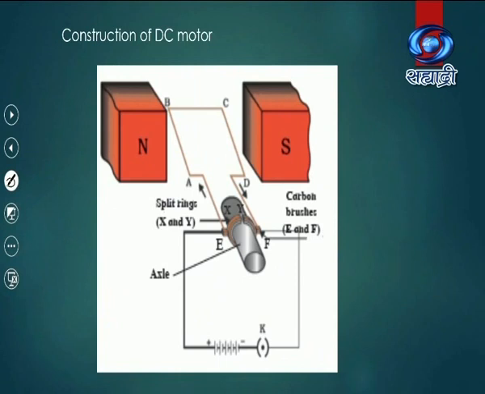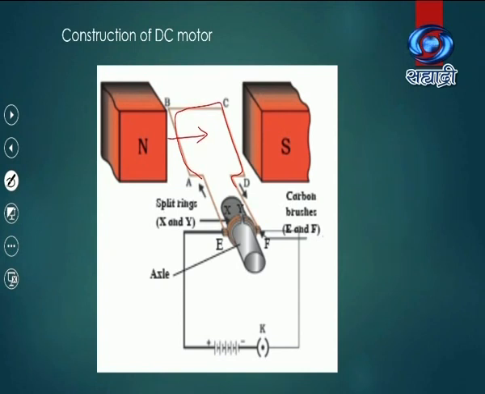Now let us learn the construction of a motor. This motor consists of a rectangular loop of copper wire having resistive coating. This armature is placed in between the north and south pole of a magnet. AB and CD are perpendicular to the direction of magnetic field. So the direction of magnetic field is towards north to south.